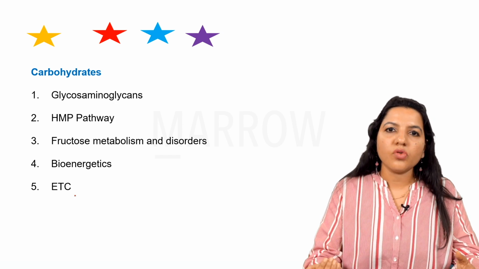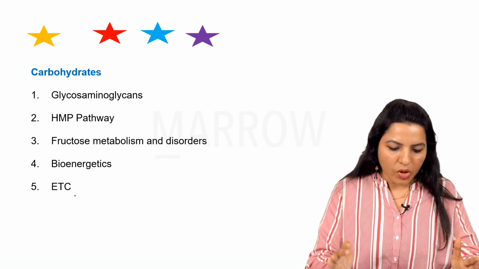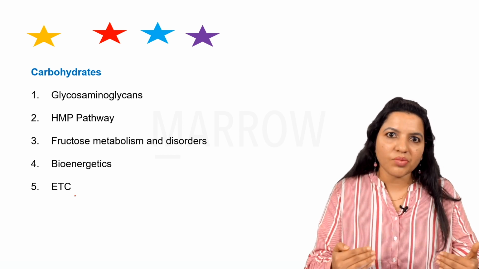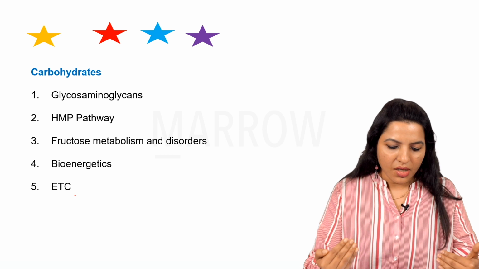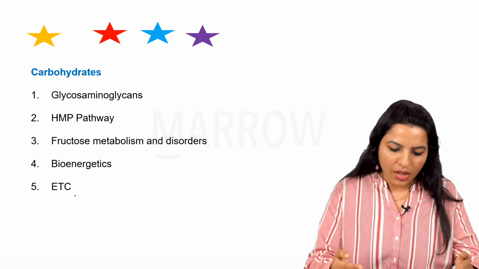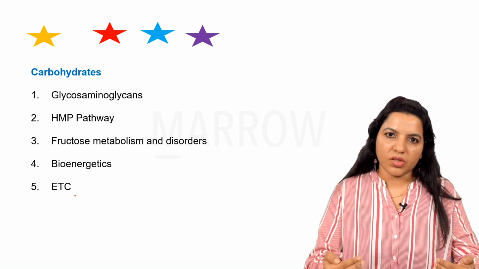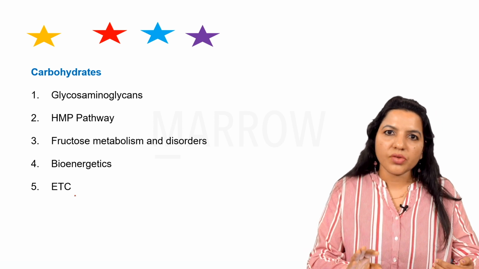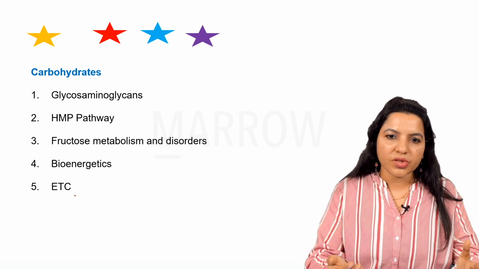Then coming to the 4-star topics. 4-star topics in the carbohydrates are the glycosaminoglycans, that is the chemistry part of mucopolysaccharidosis. Then the HMP pathway. In the minor pathways, the most important pathway that you have to learn is the HMP pathway. Fructose metabolism and disorders. Hereditary fructose intolerance I have given earlier also, or you can take it as a 4-star topic also, because it is like that only.